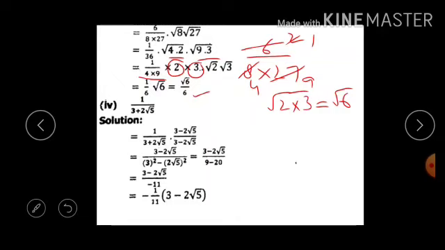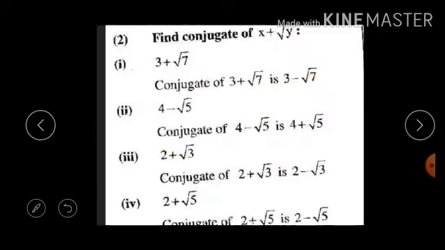Part 4. 1 divided by 3 plus 2 square root of 5. The given denominator is 3 plus 2 square root of 5, which makes its conjugate 3 minus 2 square root of 5. Multiply top and bottom by the conjugate of the denominator. We can solve the denominator with the help of the formula a square minus b square. 9 minus 20 is equal to minus 11. So the answer is minus 1 upon 11, 3 minus 2 square root of 5.